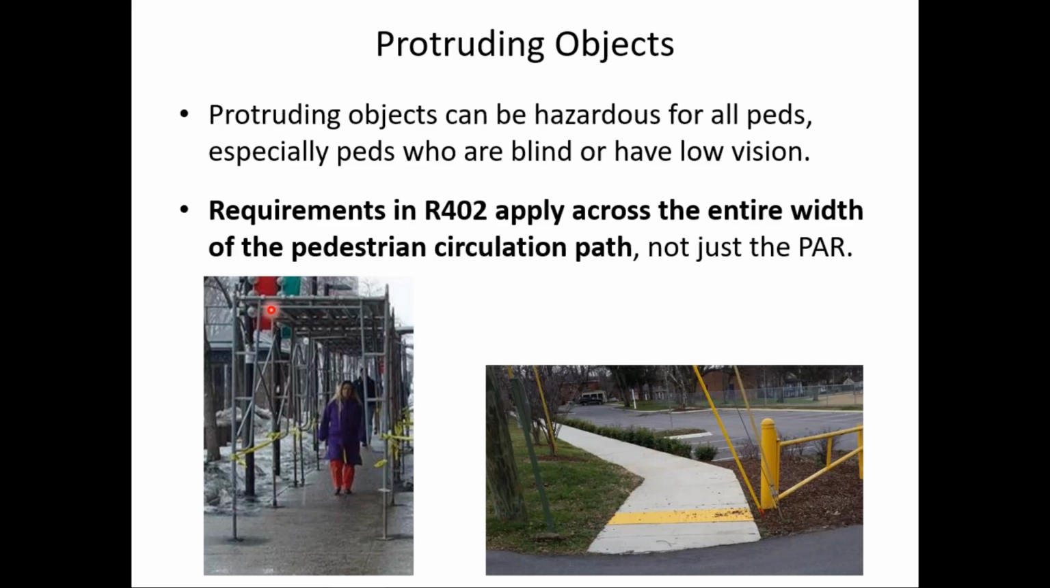This is a blow up of the alternate access route I showed earlier. It is an alternate access route, but if you look closely, you can see on the scaffold and some of the details here, these metal members protrude more than 4 inches into the walkway at a height above 27 inches. So these are potential protruding objects that a visually impaired pedestrian could run into and be injured.